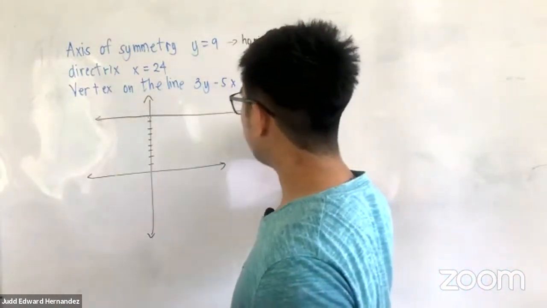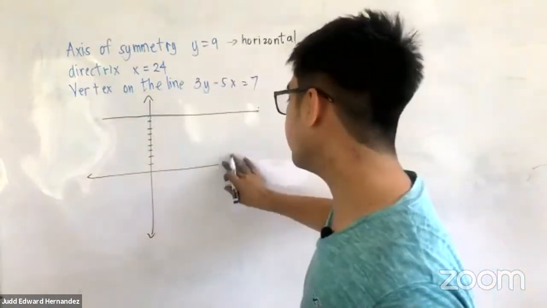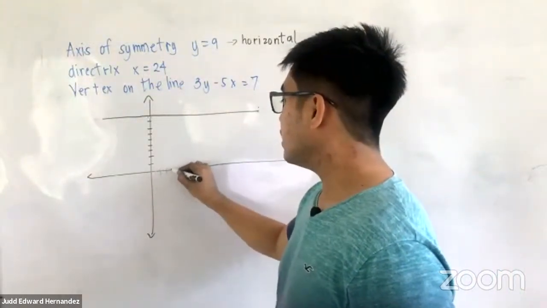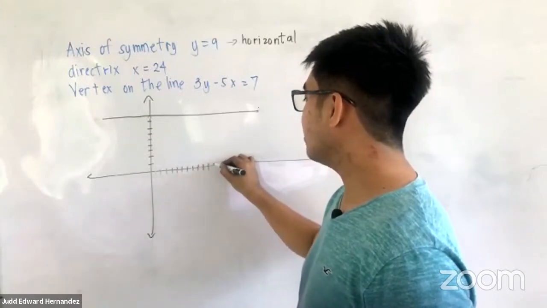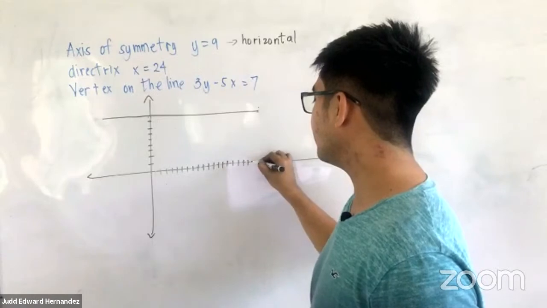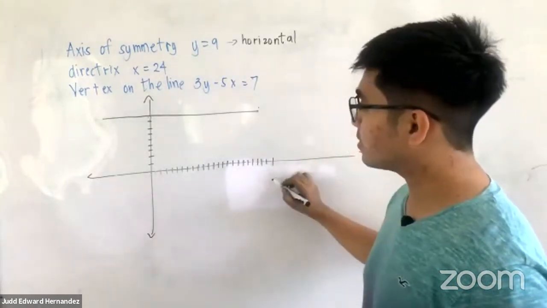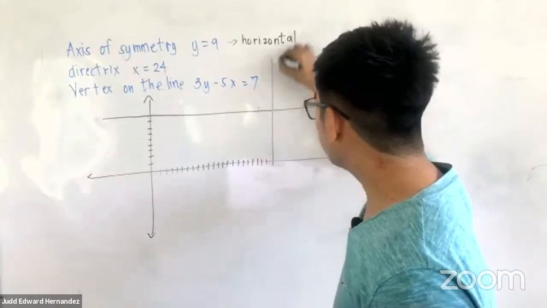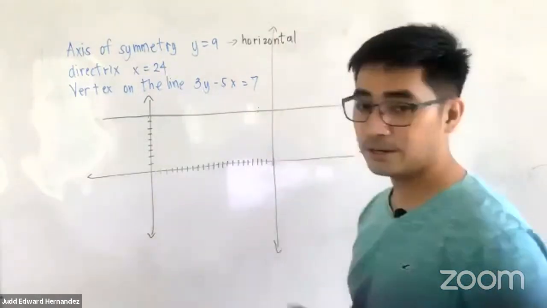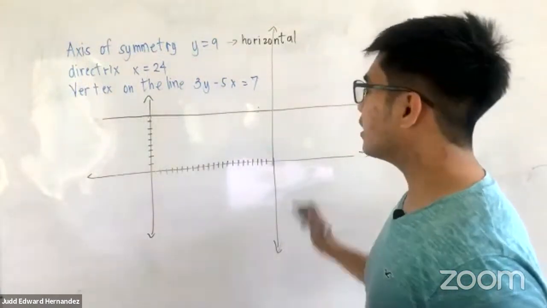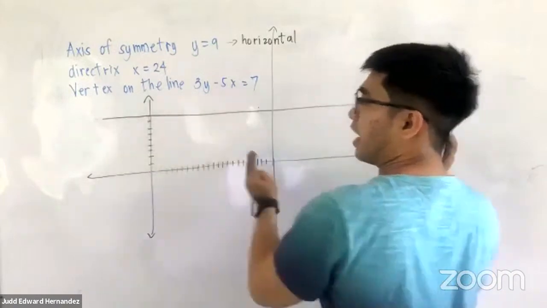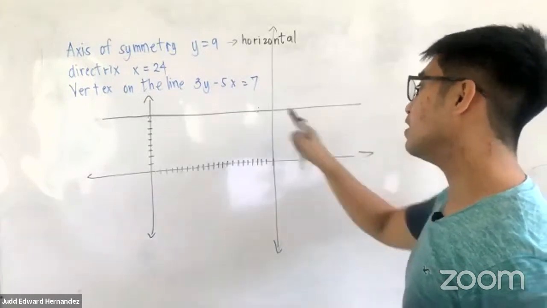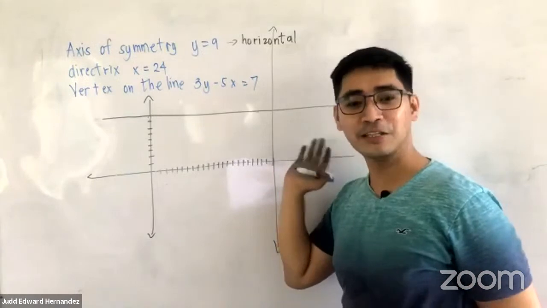So, if this is the axis of symmetry, idro-drawing ko din yung directrix. Asan daw yung directrix natin, guys? 24. 1, 2, 3, 4, 5, 6, 7, 8, 9, 10, 11, 12, 13, 14, 15, 16, 17, 18, 19, 20, 21, 22, 23, 24. This is now the directrix. At ano yung sabi sa directrix natin? X is equal to 24. Okay? So, tama ba na vertical kasi x? Yes or no? Yes po. Okay, yes. At anong napansin nyo sa axis of symmetry natin at sa directrix? Nagtamaan, di ba? Nag-intersect. Pero wala tayong pakialam dun kahit na mag-intersect siya.